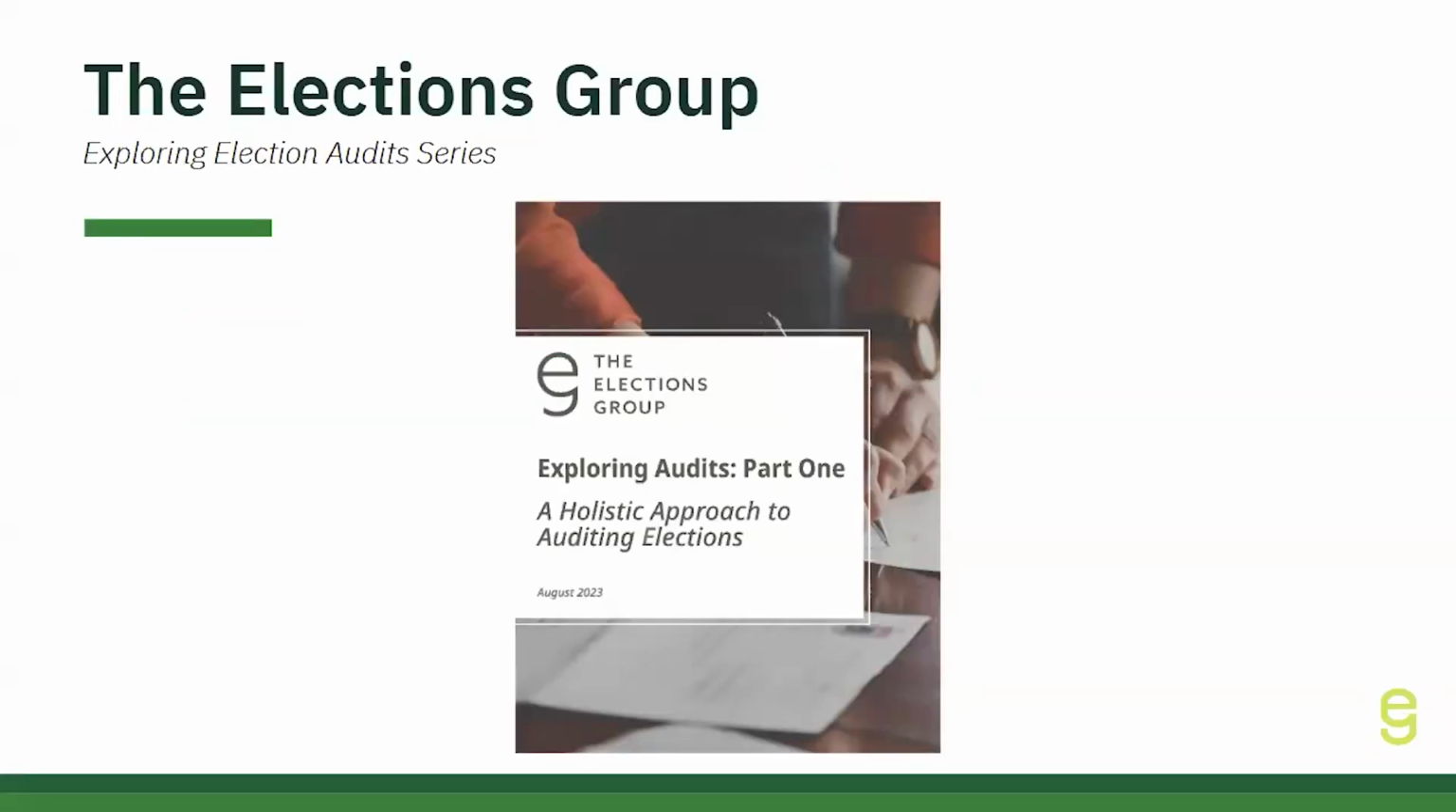The Elections Group's Exploring Election Audit series helps election officials identify principles, standards, and audit best practices that apply to the entire election administration process, not just voting machines and tabulation equipment. These recommendations are grounded in the belief that there are opportunities to increase accuracy and public trust by auditing everything from the voter registration process to the way that ballots are accounted for and reconciled.